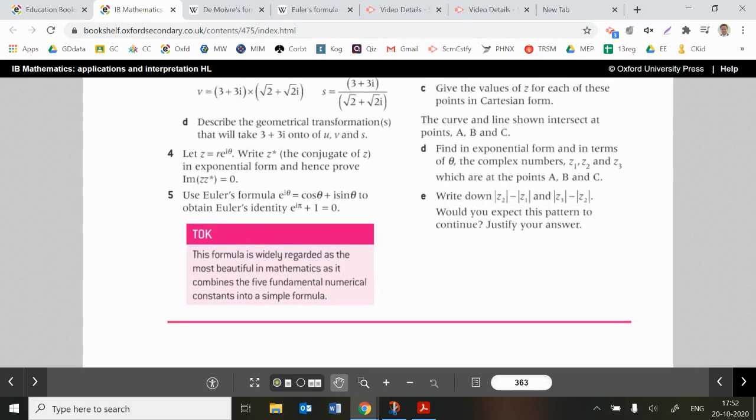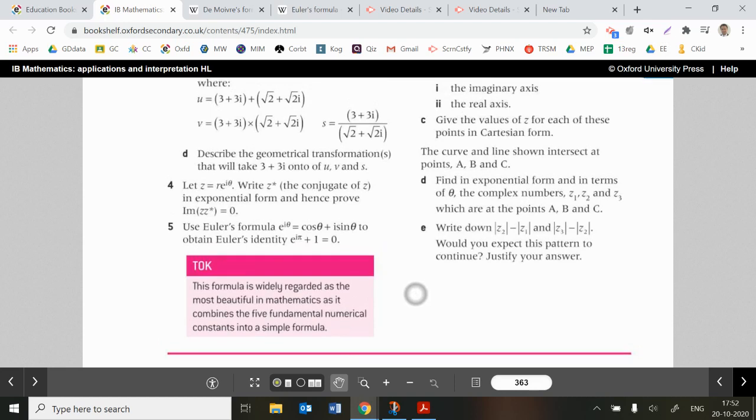Here we go. There's a bit here which says this formula is widely regarded as the most beautiful in mathematics as it combines the 5 fundamental numerical constants into a simple formula. They're talking there about Euler's formula, moving to obtain Euler's identity, being e to the i pi plus 1 equals 0. So you can show Euler's identity there. And when they're talking about the 5 fundamental numerical constants, they, of course, mean e, pi, i, 1, and 0.